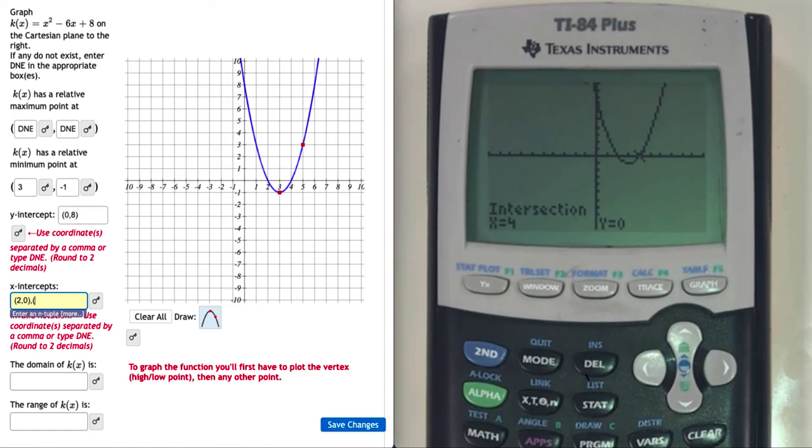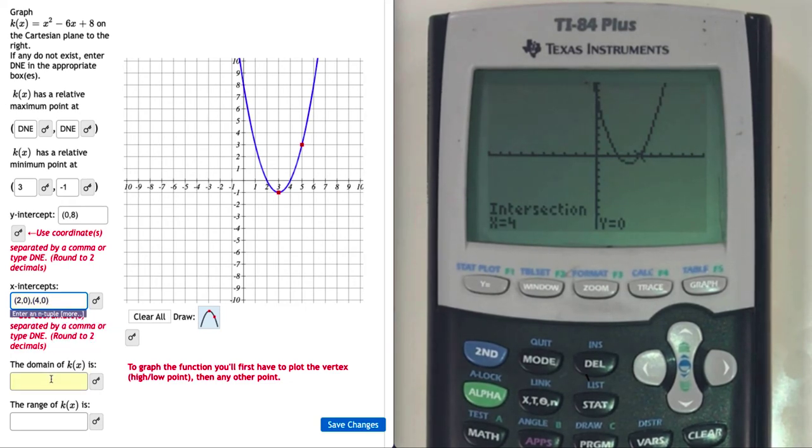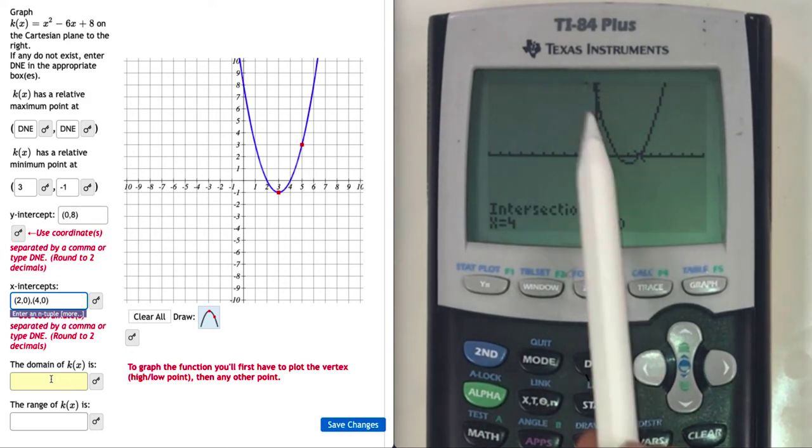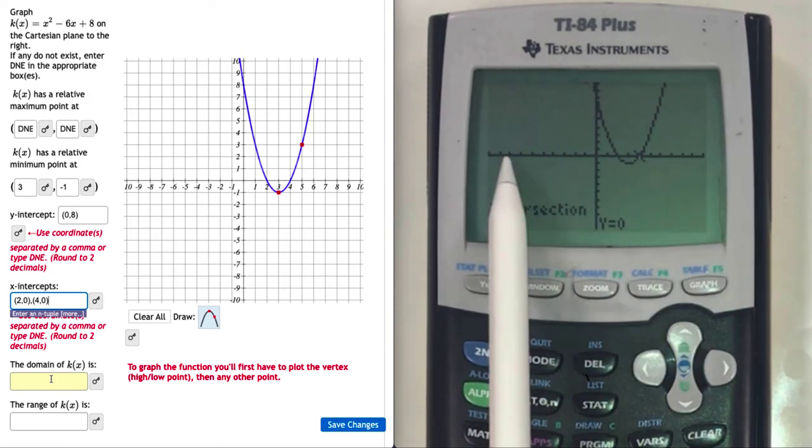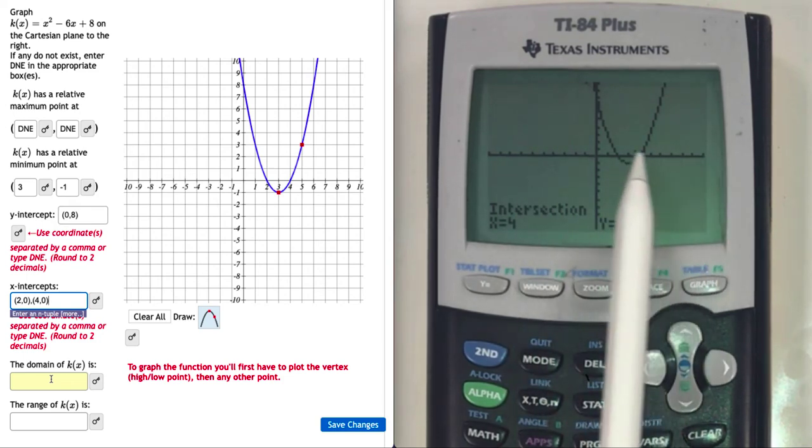We only have one more thing left to do. That's to find the domain and the range. But let me finish typing this in here first, 4, 0, and then that's what that one is. Lastly, when we say domain and range, domain is going to talk about how far left this graph goes and how far right this graph goes using numbers off of your x-axis, okay?